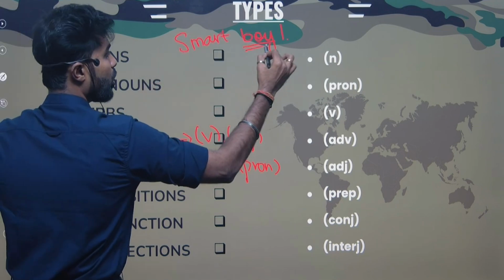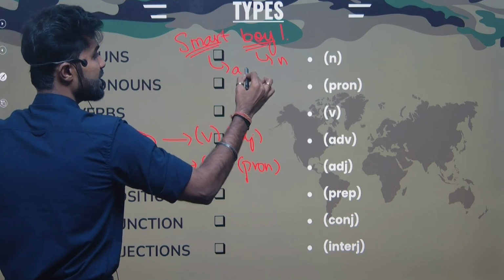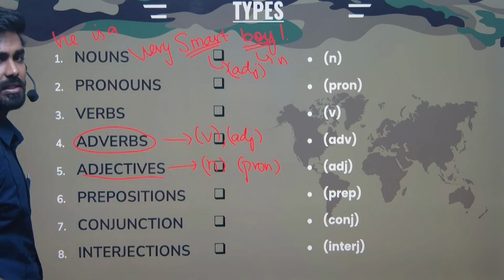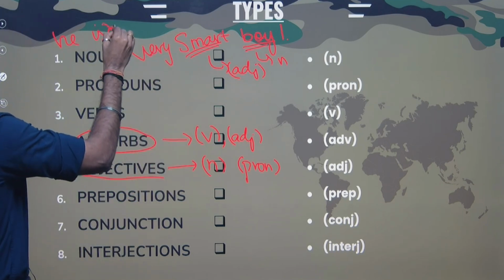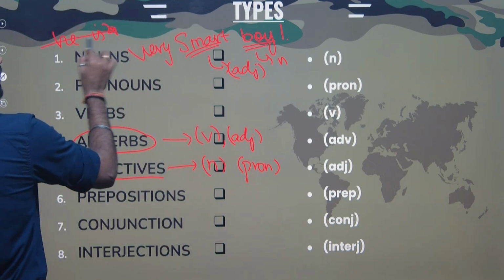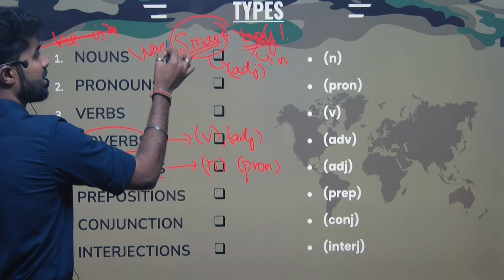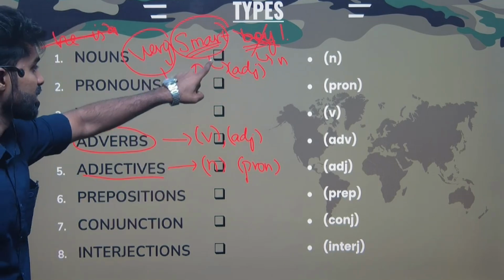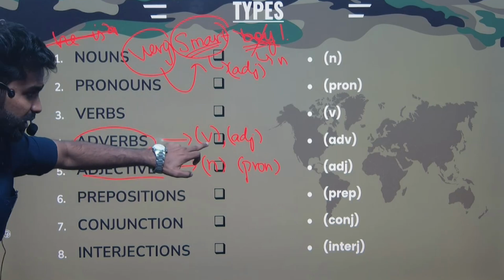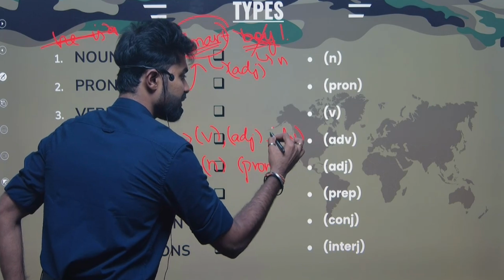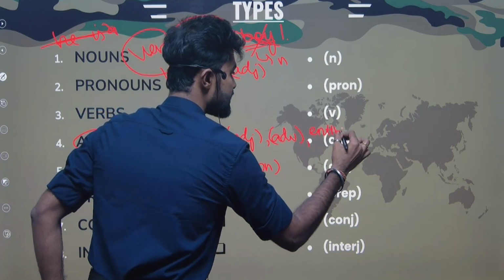Smart. This boy is a noun. Smart is an adjective. He's a very smart boy, or he is very smart, whatever it is. Let us leave the rest. Smart is an adjective. Very is a word which is modifying this adjective. So adverbs can modify verbs, adjectives, adverbs themselves and the entire sentence.